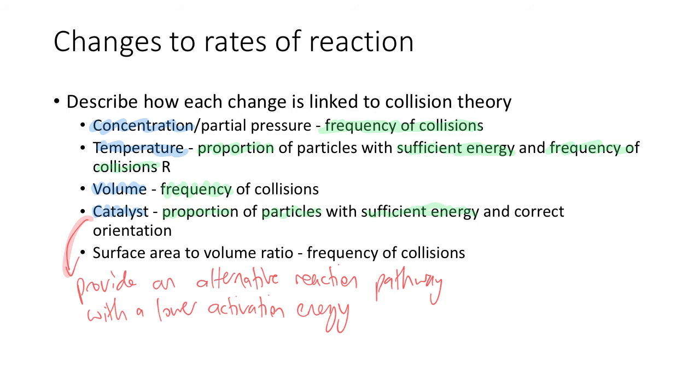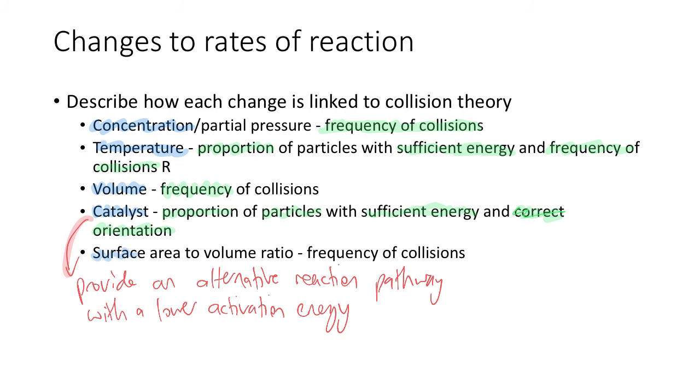And so if you've got a higher proportion of particles, you're going to have a higher frequency of successful collisions per unit time. It can also affect the correct orientation. This is more of a biological enzyme catalyst thing, where they grab onto particles and make them be close in certain ways so that they react faster. But the idea is that they are there to improve the orientation.